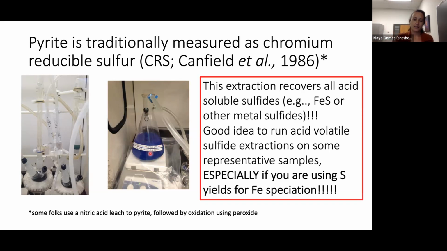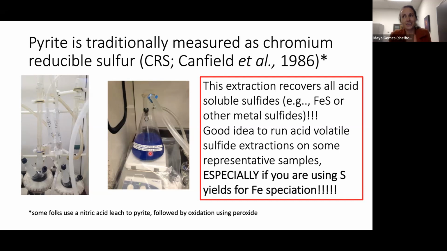So an important caveat here is that this extracts all acid-soluble sulfides. So it will also recover iron monosulfides, metal sulfides, zero-valent sulfur. And so when we're working in modern sediments, we usually do an organic solvent extraction to get the zero-valent sulfur. We also do an acid volatile sulfide reaction to get the iron monosulfides. And it's only after we've removed those that we actually do the CRS extraction.